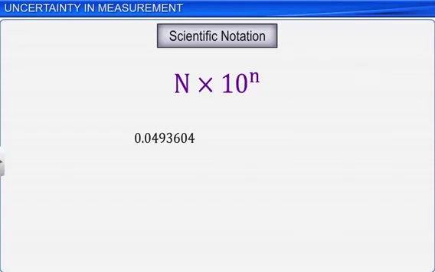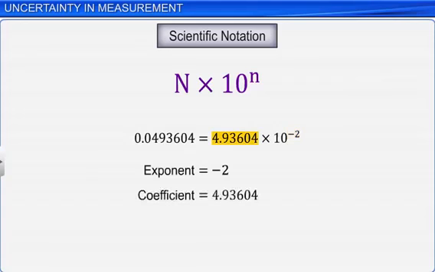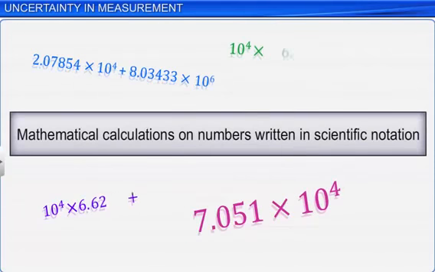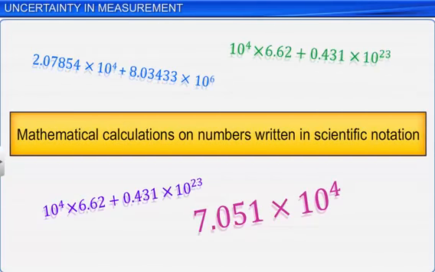Similarly, the number 0.049360 is written as 4.9360 multiplied by 10 raised to the power of -2. Here, we have to move the decimal point 2 places to the right. Hence, we can say that the exponent is -2 and the coefficient is 4.9360.